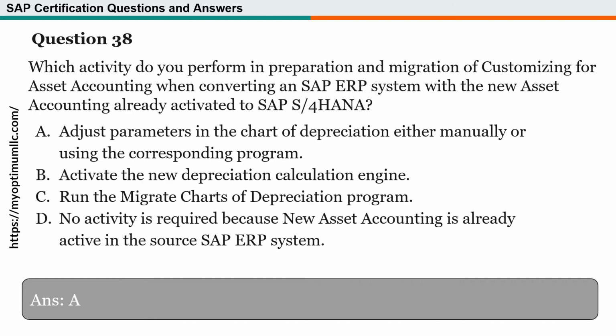Question 38. Which activity do you perform in preparation and migration of customizing for asset accounting when converting an SAP ERP system with the new asset accounting already activated to SAP S/4HANA? A. Adjust parameters in the chart of depreciation either manually or using the corresponding program. B. Activate the new depreciation calculation engine. C. Run the migrate charts of depreciation program. D. No activity is required because new asset accounting is already active in the source SAP ERP system.